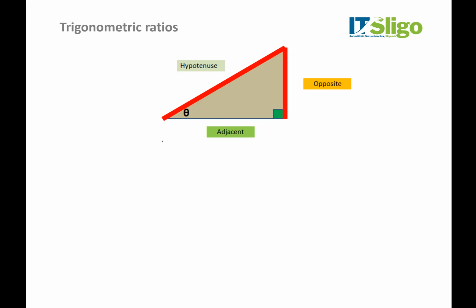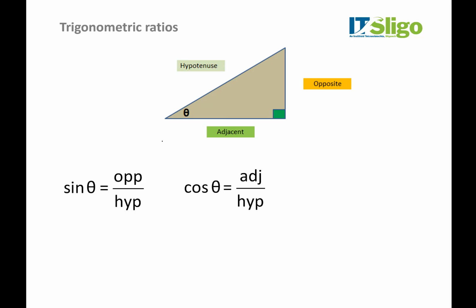If I use this pair, opposite and hypotenuse, that ratio is called the sine, the sin. So sine of theta is opposite over hypotenuse. If I use this pair, the adjacent and the hypotenuse, that ratio is called the cosine, the cos. And the cosine of theta is adjacent over hypotenuse. So these will always be less than 1, because the hypotenuse is the biggest side.